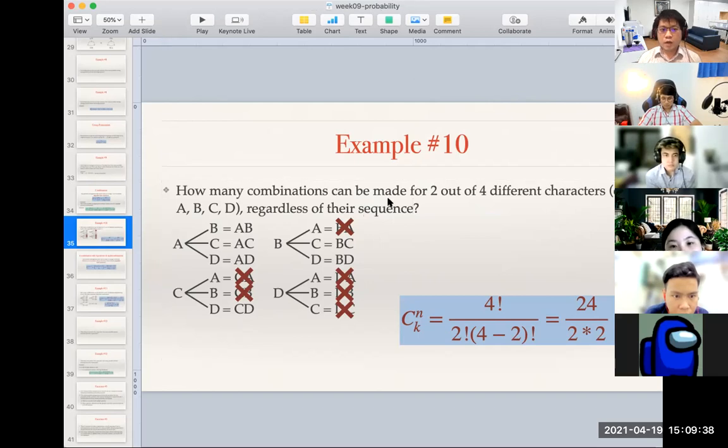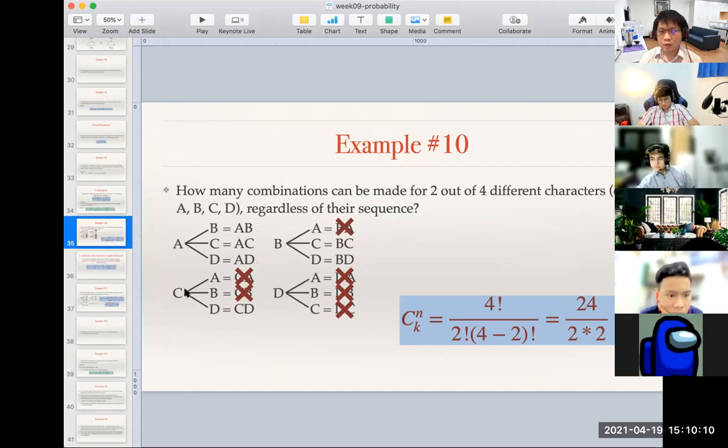How many combinations can be made from 2 out of 4 different characters, regardless of their sequence? Let's solve it the full way. We have AP, AC, AT, and then for the second character P, we have PA. Regardless of the sequence, PA and AP are the same, so we can remove this option.